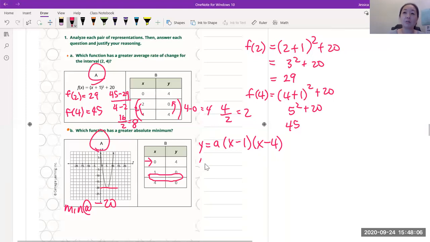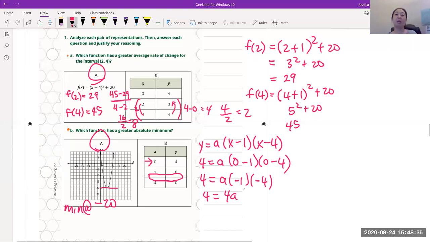So y is 4, and then a is a, because we don't know, and then we know that x is 0. Oh, good, it's 0. Makes life easy. Okay, and then what do we get? a times, this is negative 1, this is negative 4. So negative 1 times negative 4 is 4a. Well, what does a have to be so that it'll equal 4? So 4 times what will equal 4? And if you say 0, you would be wrong. It'd be 1, right? Or you can just divide by 4 on both sides. Okay, so a is 1.